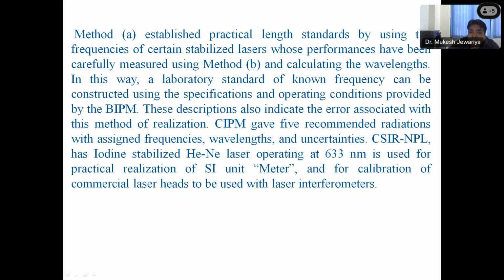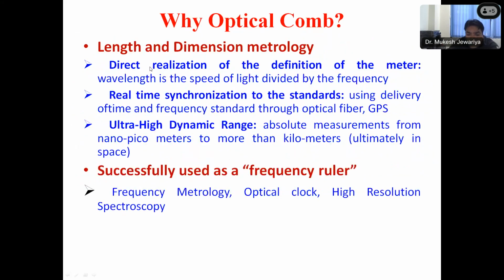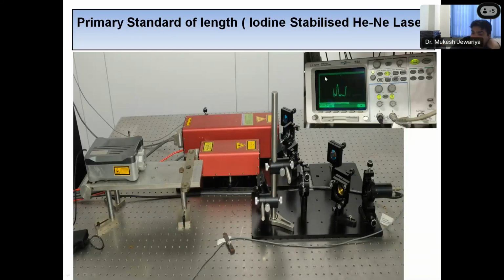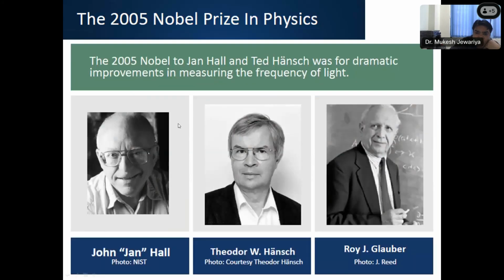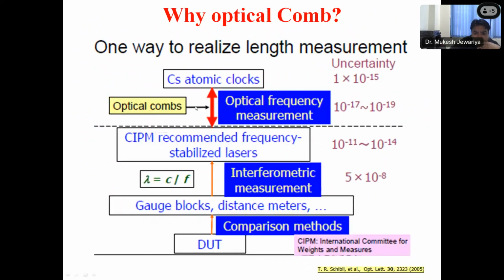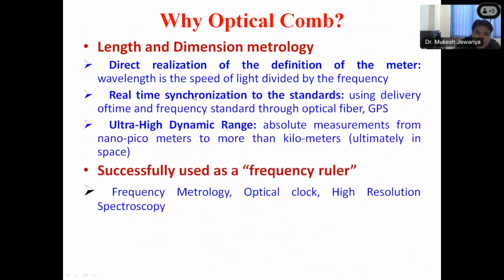So NPL also adopted the same, and NPL adopted the iodine stabilized helium neon laser at 633 nanometer at that time. Okay, but what happened? So we use the iodine stabilized helium neon laser this much. But here what we found, I will tell you what is the practical problem here. Practical problem I will tell you later.